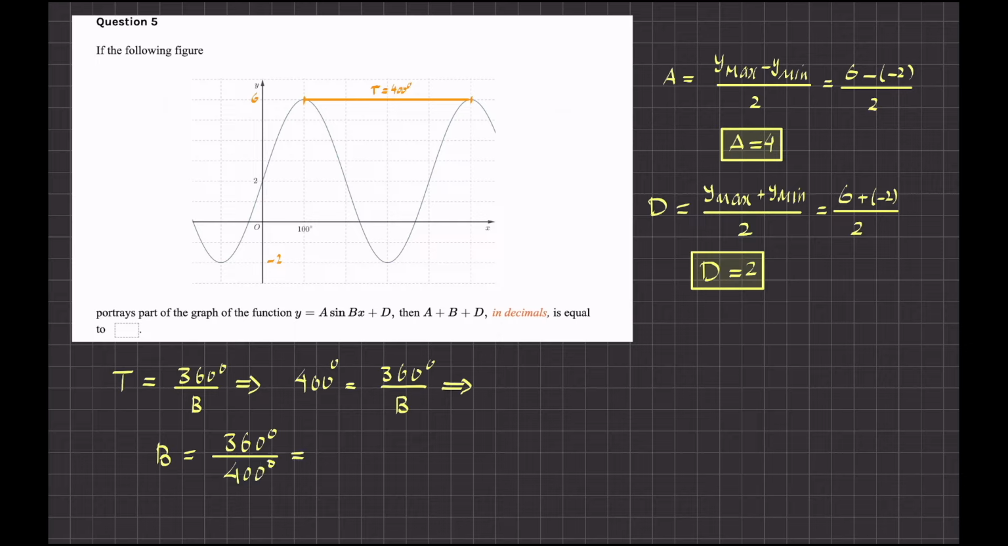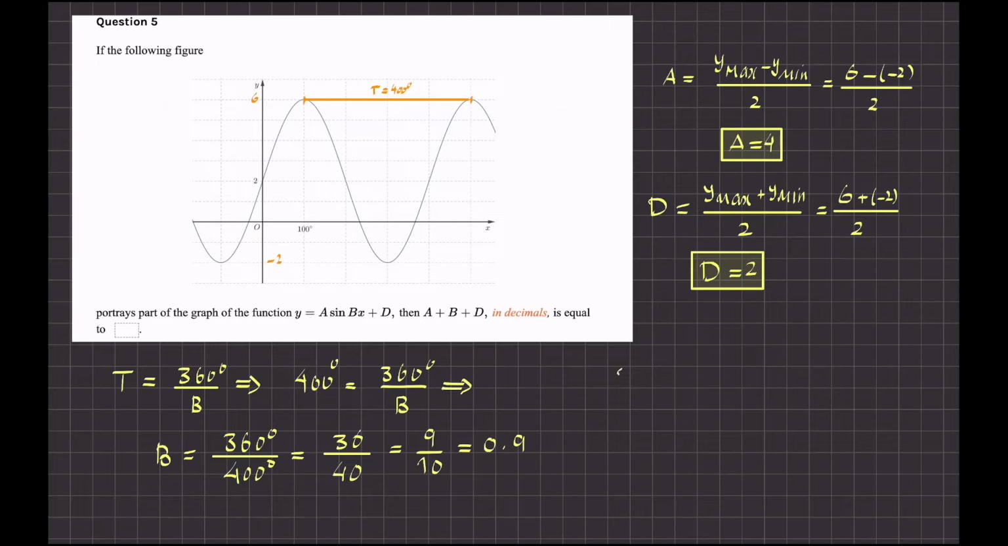Of course, you have access to a calculator, but you really don't need it. The degree signs are gone, so that becomes a pure number, and then I divide everything by 10, for example. It becomes 36 over 40, and I divide by 4, so it becomes 9 over 10. And 9 over 10 in decimals is just 0.9.